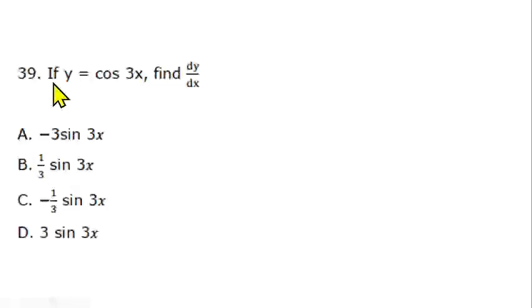Question 39 is y is equal to cos 3x. You have to differentiate this as well with respect to x. So that means this is also a function of a function, so we can use the chain rule, or we can use a shortcut. So I will differentiate 3x, that gives us 3. So that will come to the front. So I'll be having 3.